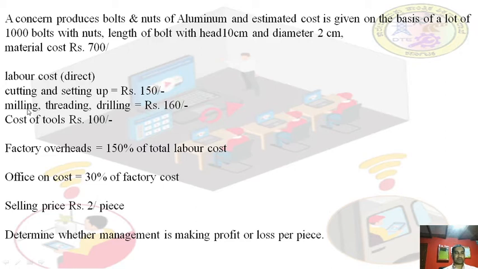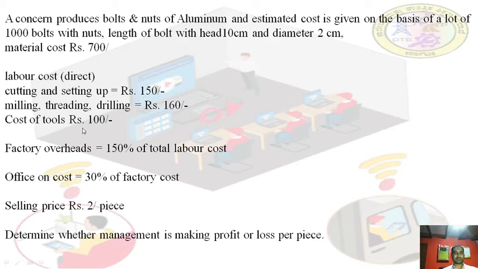Similarly, the operators working on machines, on milling, threading and drilling operations, have a labor cost of 160. So the total labor cost will become 160 plus 150. You have to add both because both come under direct labor. He has mentioned direct in brackets. So the total labor cost will be 310 rupees.